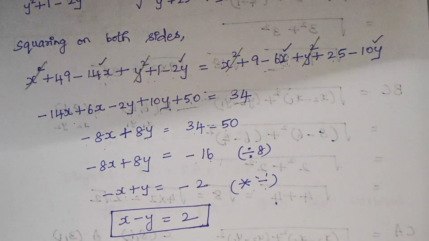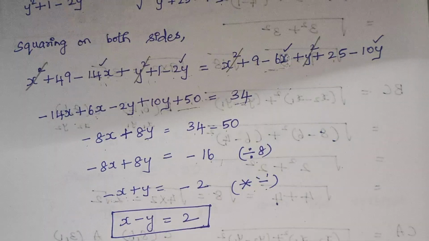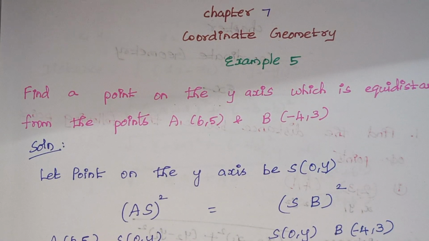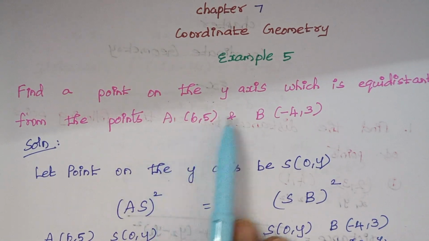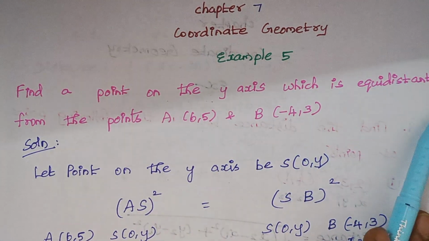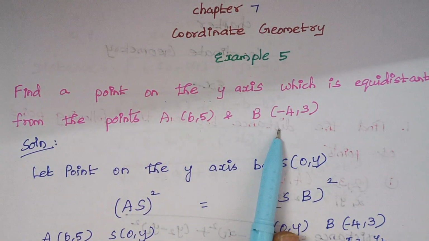Right. So here finally the relationship between x and y is given as x minus y equal to 2. And now we are proceeding with example 5. Find a point on the y-axis which is equidistant from the points A and B.